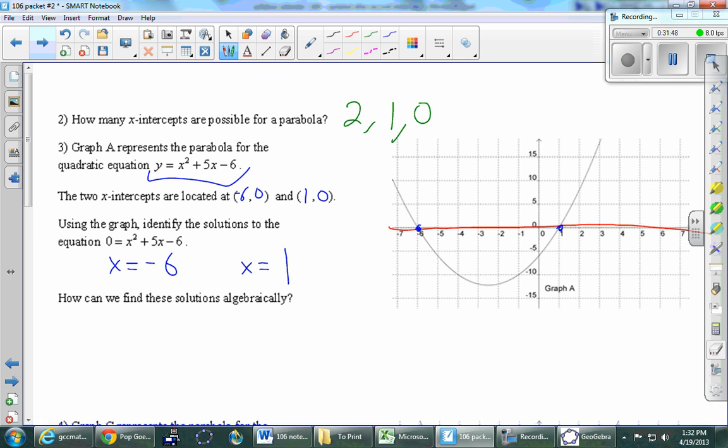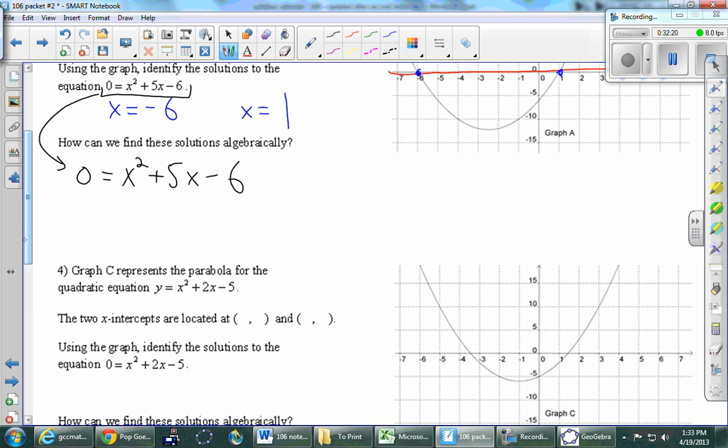Okay, now let's think about how we would find these solutions algebraically. So I'm going to copy this equation again down below. 0 = x² + 5x − 6. It's already equal to 0, so that's a good thing for us. We're now ready to do what to that? Factor. So do the product sum. Take 30 seconds with your neighbors. See if you can come up with the factored form of this.